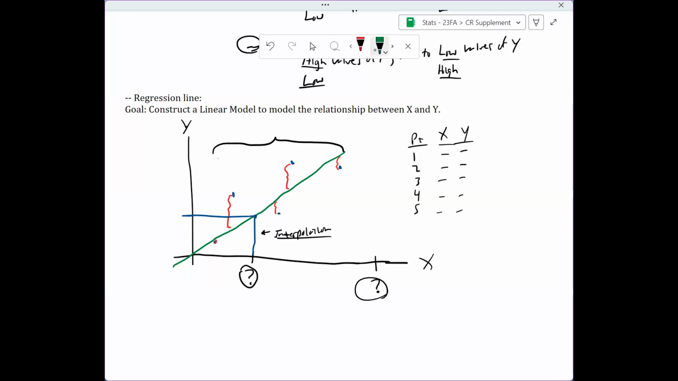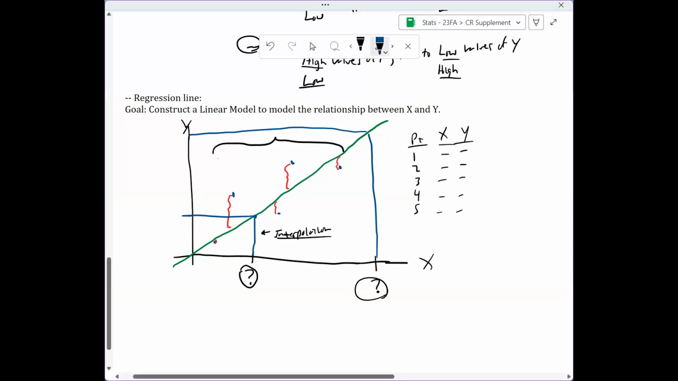Well, here what I would do is I would just continue my linear model out. And again, I could use that model to answer this question. This would be my guess for y. Because we've gone outside of the, in this case, the x data, we call this extrapolation. So that's why we might want such a model.